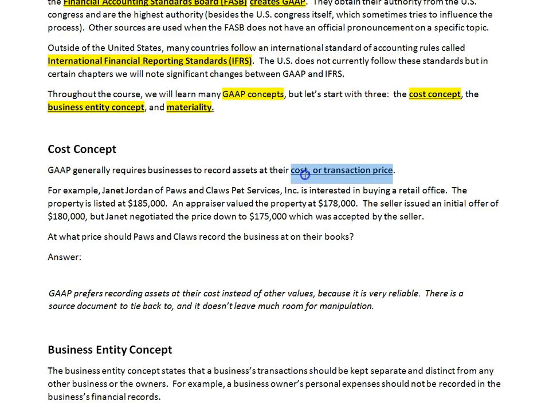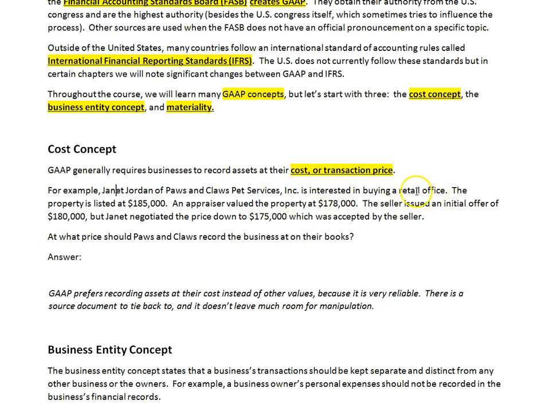It just says we're going to generally record transactions at their cost or transaction price. So what price they change hands at, that's their transaction price. We can read through this example. We have the owner of this business. We're going to see this business throughout the text, Paws and Claws. It's an imaginary business, but it provides veterinarian services and grooming services.